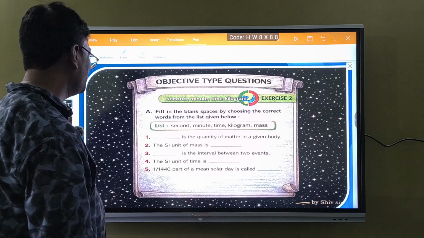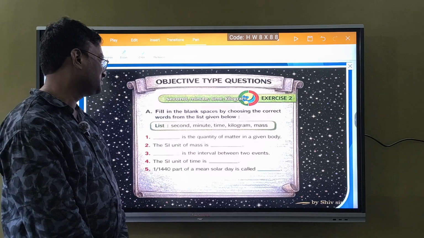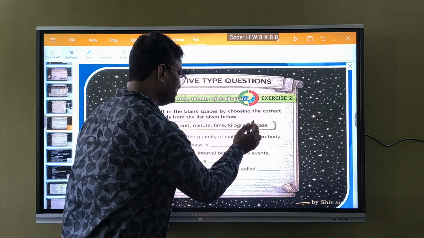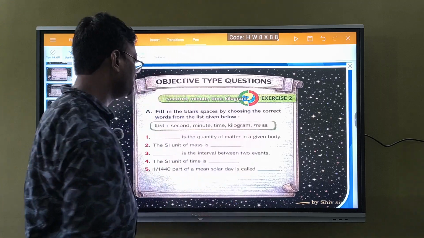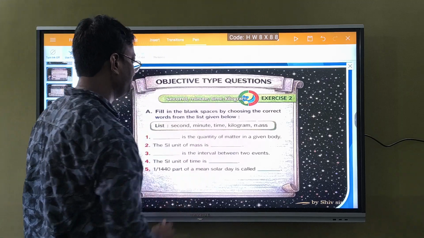Alright. Next, objective type questions. See now children, fill in the blanks. Dash is the quantity of matter given in the body. The answer is mass. The SI unit of mass is dash, kilogram.